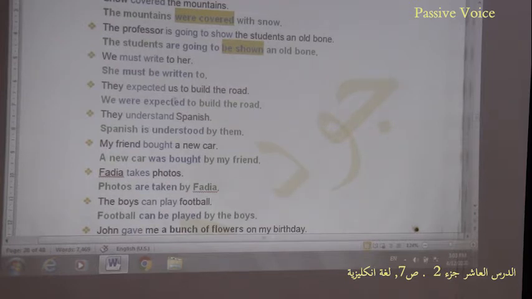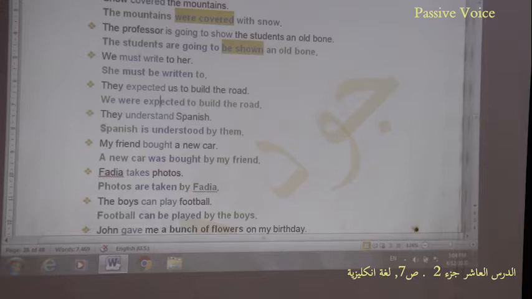Now they expected us to build the road. The same thing here, expected is in the past simple, so we need verb to be in the past simple. We were. Now us is an object pronoun. When we use it at the beginning of the sentence, we change it into a subject pronoun. So we were expected to build the road, and here expected, of course, is in the third form, as in all the examples above.